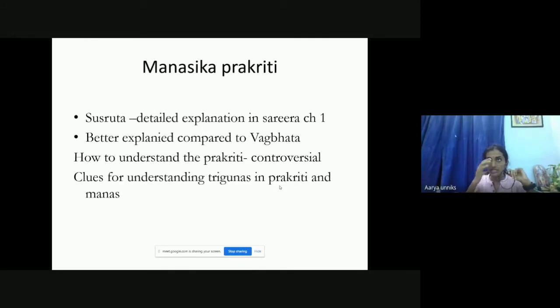Next, coming to Manasika Prakriti. We are discussing the Trigunas in Ayurveda with respect to physiology. Sushruta has given a detailed explanation of Manasika Prakriti in the first chapter of Sharirasthana. I'm not going into the different types of Manasika Prakriti, different Kayas, because it is again a big subject. We'll be discussing what the predominant qualities of a Sattvika Purusha, Rajasika Purusha and Tamasika Purusha will be. Sushruta has given a better explanation compared to Vagbhata, because Vagbhata gives just a brief explanation. How to understand Prakriti is again a controversial subject, but I'm not going into controversies. Through the lakshanas of a Sattvika Purusha, Tamasika Purusha, etc., we can get some clues for understanding Trigunas in Prakriti as well as in Vikriti.